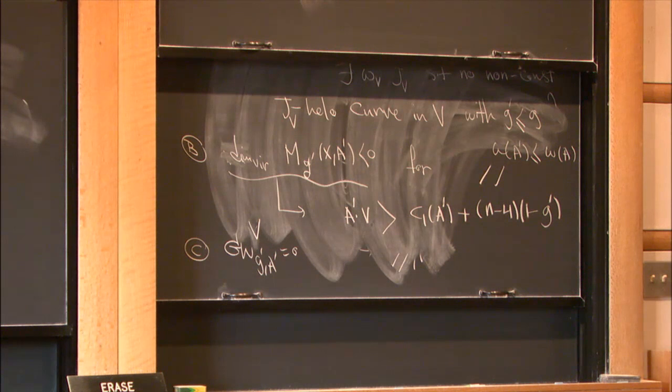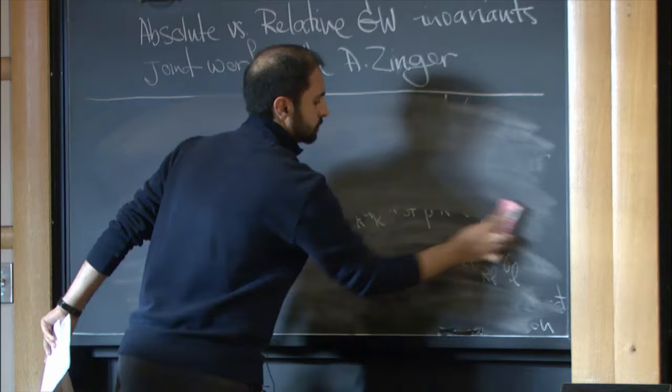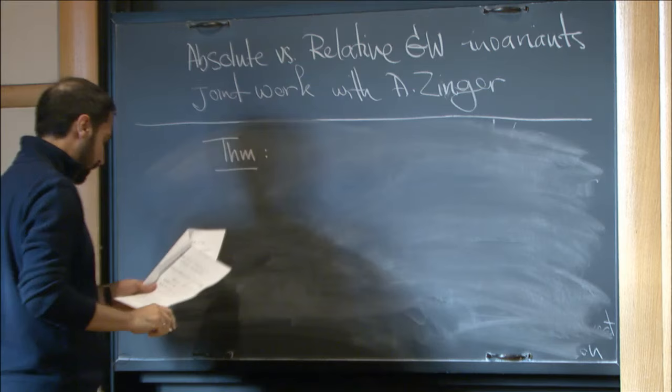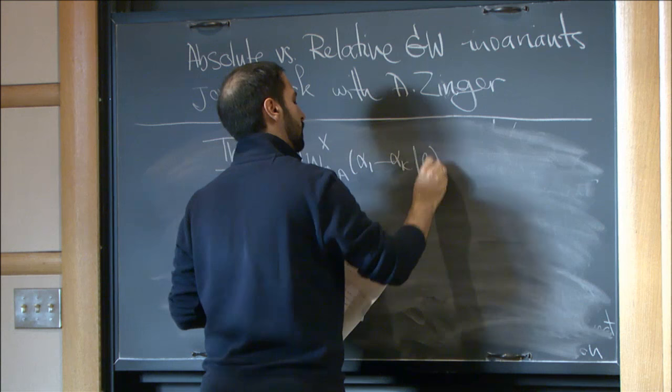OK, then the theorem is the following. If you look at the absolute Gromov-Witten invariant of genus g, class A, alpha_1 through alpha_k, beta, that's equal to 1 over l factorial times the relative version.